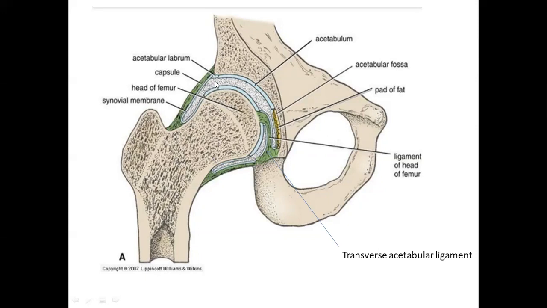It lines both surfaces of the acetabular labrum. It lines the inner intracapsular part of the neck of the femur, as you can see here, but it ceases at the periphery of the articular cartilage. Synovial membrane is never attached on the articular cartilage. Okay, after that it invests the ligamentum teres here, okay.